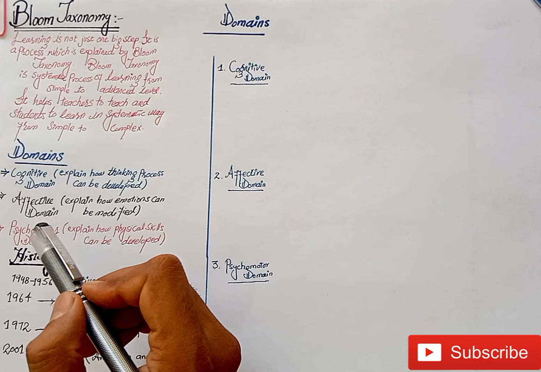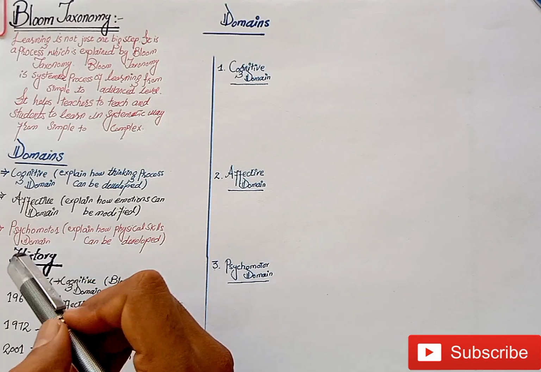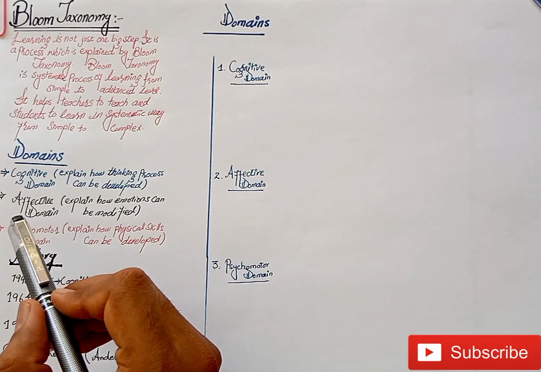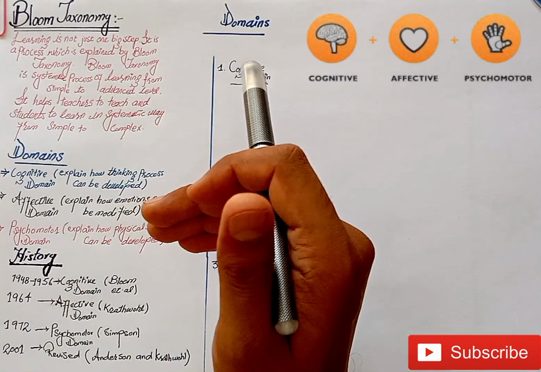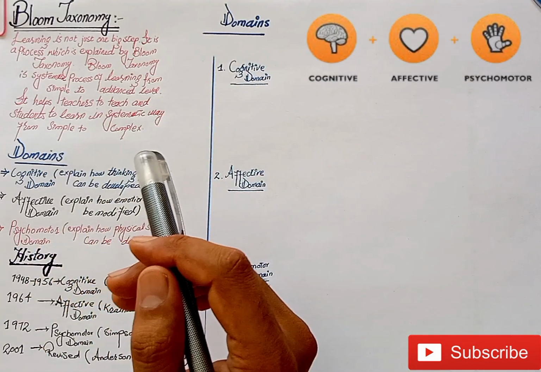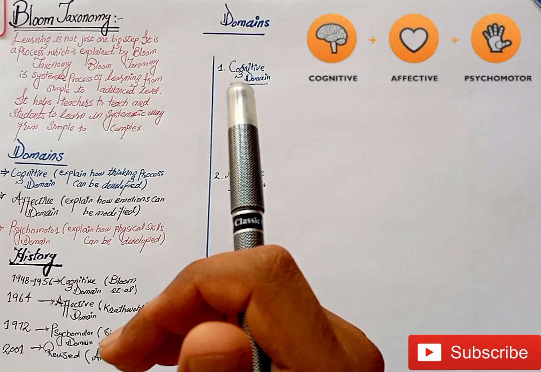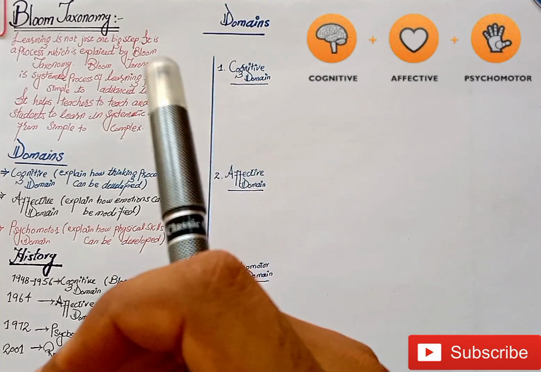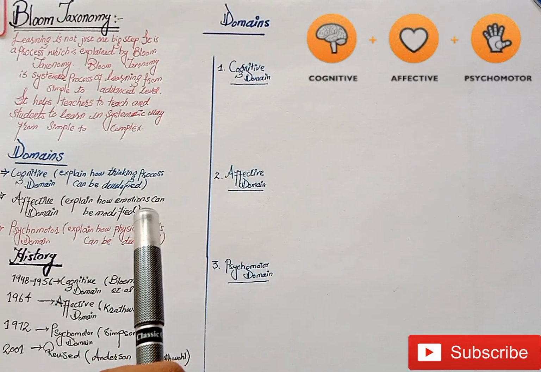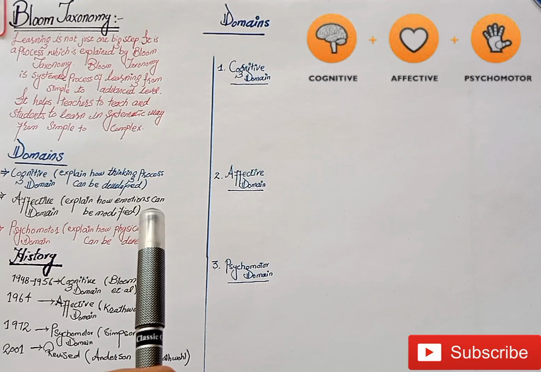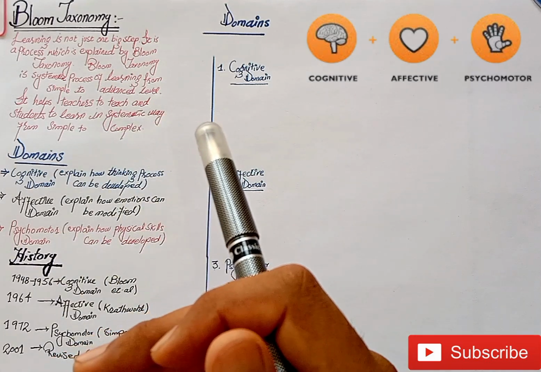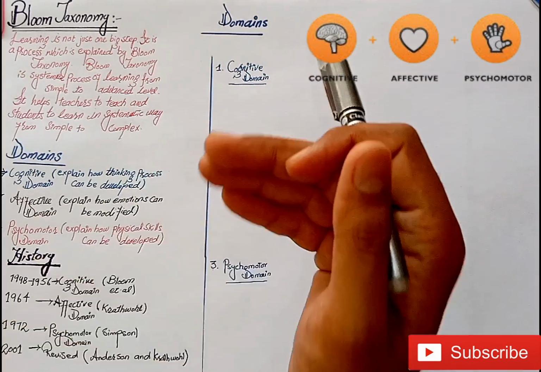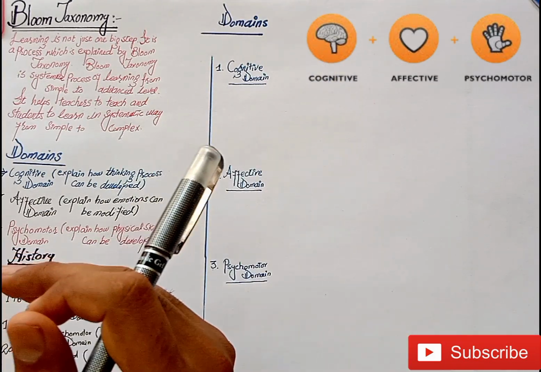There are three domains of the Bloom taxonomy, which are cognitive domain, affective domain, and psychomotor domain. Cognitive domain explains how the thinking process can be developed or enhanced. Affective domain explains how emotions, feelings, and attitudes can be modified in different steps or levels. And psychomotor domain explains how physical skills and movement can be developed in different levels or steps.